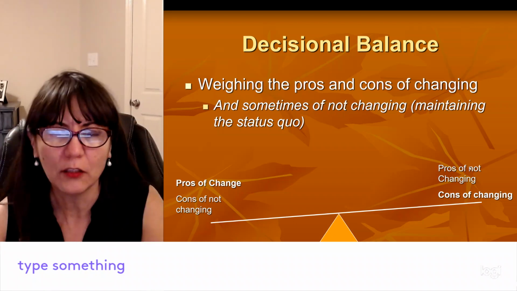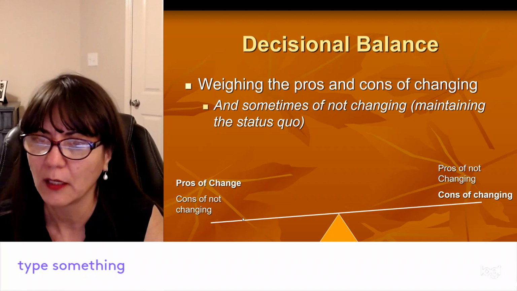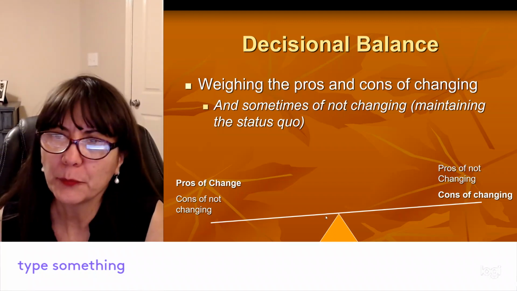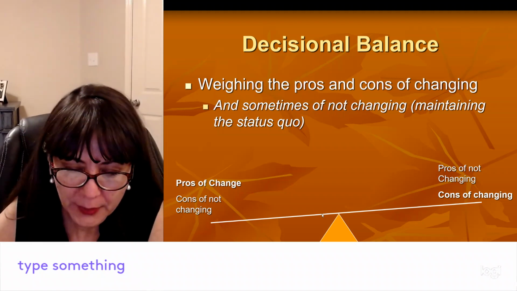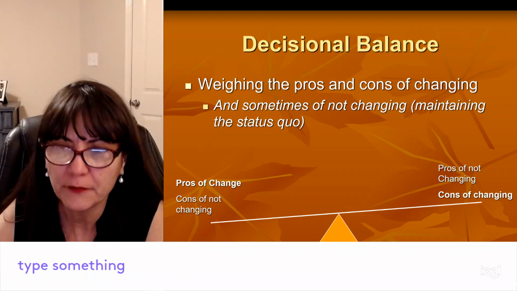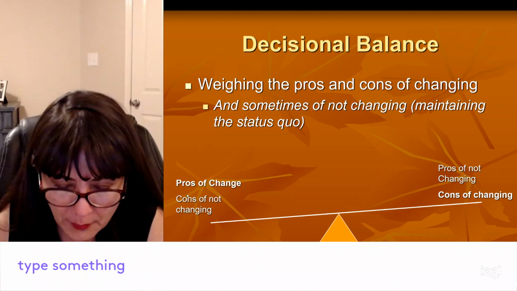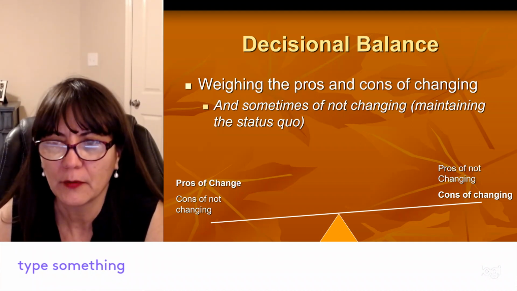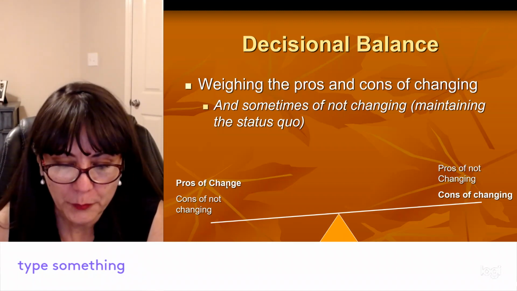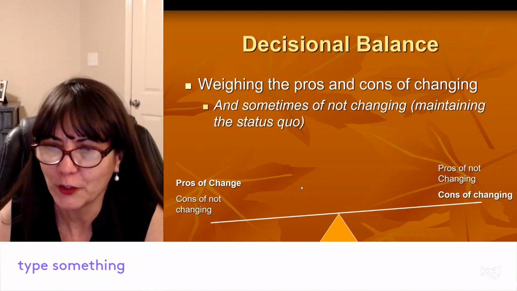People think all sorts of things in terms of pros and cons. Pros and cons of change, pros and cons of not changing. Okay? So in order to progress from pre-contemplation to later stages of change, the pros of changing must increase. So we have to increase in this regard. In order to progress from contemplation phase, cons should decrease.